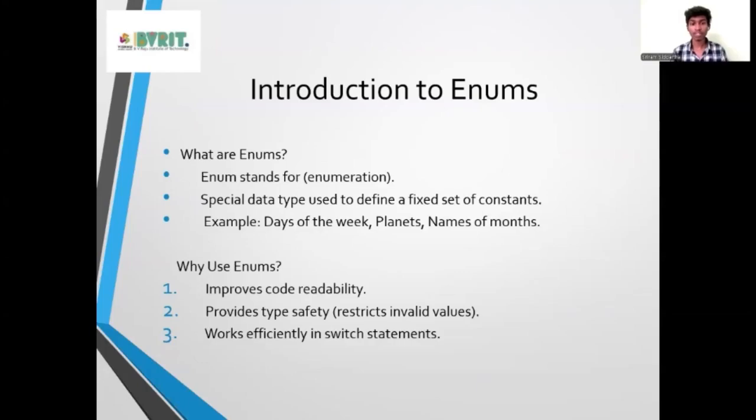What are enums? Enum stands for enumeration. It is a special data type used to define a fixed set of constants. The fixed set of constants should be predefined. We have an example here: days of the week, planet names, names of months, etc.